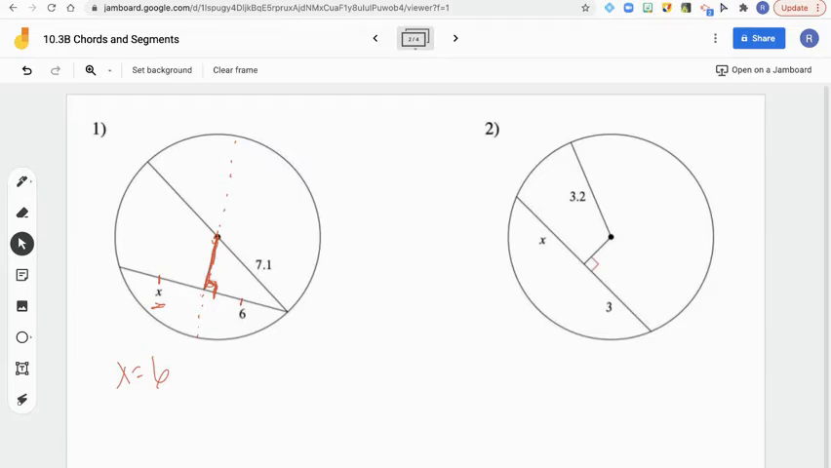If we look at this next one, if we want to find this X value, we know that this line that is going through our center is perpendicular, which means that these two parts have to be the same. And so if that's true, then X is going to be equal to 3. Okay, so that's one of the properties that we could look at.